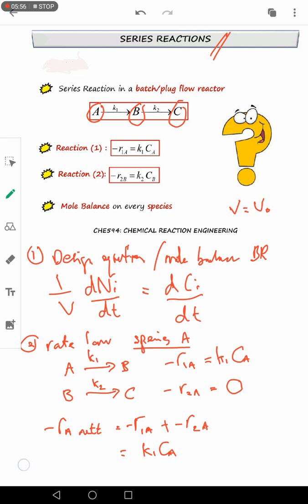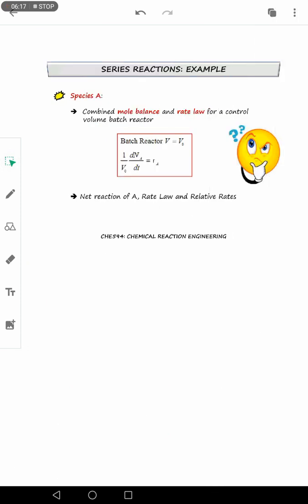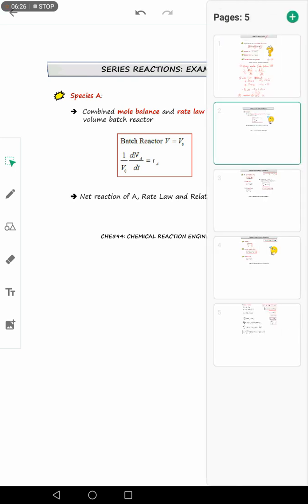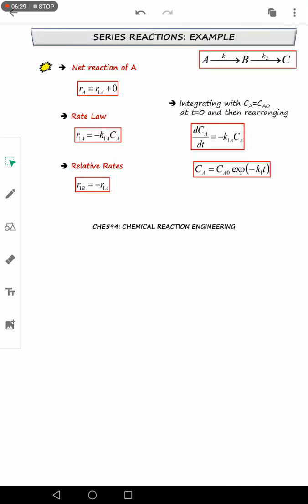So the next is you need to combine 1 and 2. Actually, the answer for this we can find on the next slide. Let's see. Okay, this is the slide where I show you the mole balance for batch reactor. So next slide. Okay, alright. Okay, ni yang saya tunjuk tadi. So the net reaction, you will get this, because the rate law for the first step is this one.